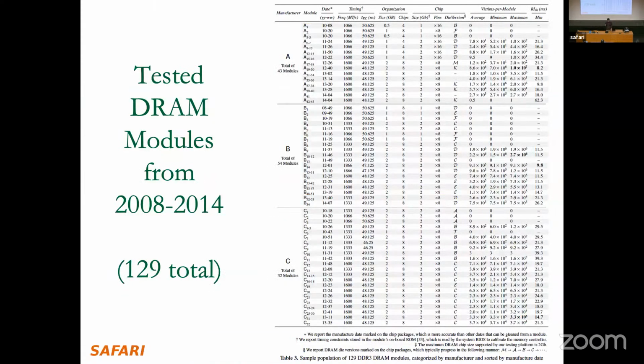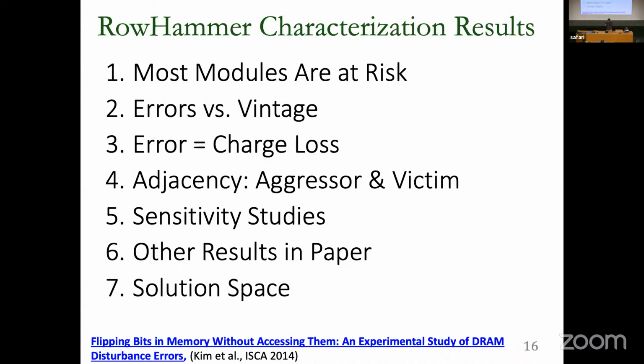So this first RowHammer work covers a lot of DRAM modules, from a wide range of vintages, from 2008 up to 2014. This paper covers the 7 most important characteristics of RowHammer, which we will briefly discuss.